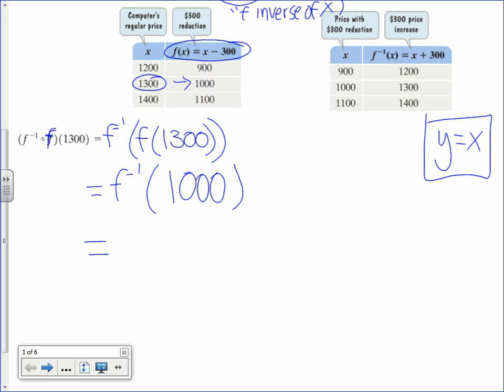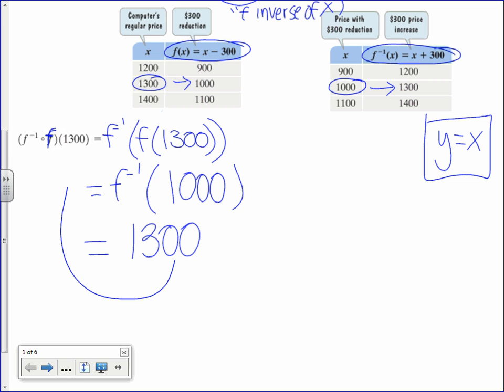Now if we look at our second table, if the input is 1000, the output will be 1300. And isn't that what we started with? Yes? So in terms of that problem of the computer with a discount, yeah, you get the discount, but they charge you again. So you didn't get a discount. You ended up paying the same price. Okay, so let's go to the next slide.